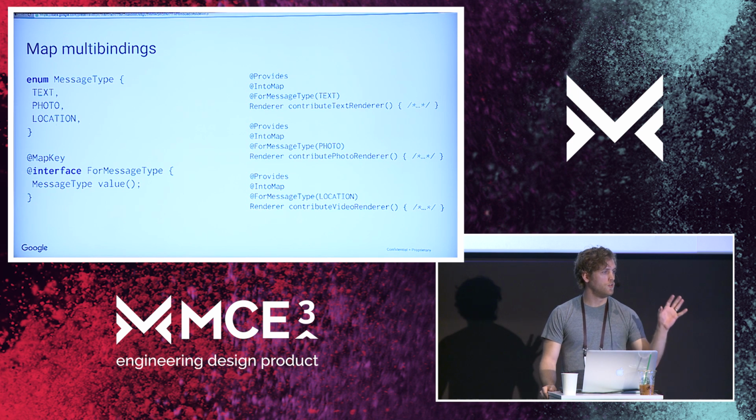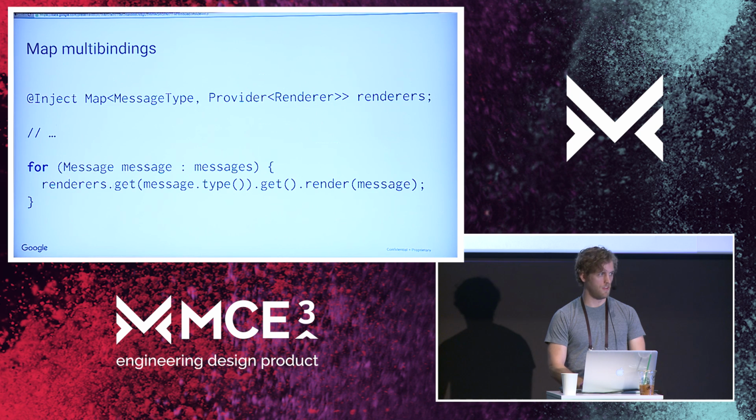And you key it, for example, the first one is for message type text, and then you provide a renderer. The second one, for message type photo, you provide a renderer. And for message type location, you provide a renderer. And then you can actually, rather than like you would with set multi-bindings, inject a set, it's just a flat set, you can inject a map of that enum message type to provider of renderers. You can also just inject the renderers, but for this example, we're going with the provider. You can just inject that map.